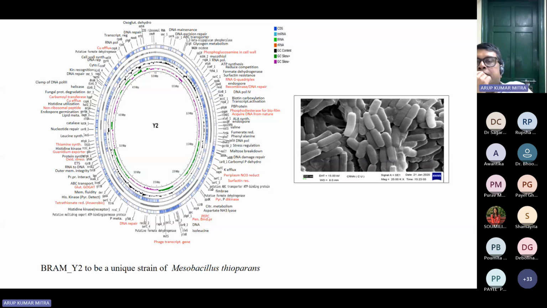Apart from that, we have seen certain unique recombinase gene, RecA, which actually was bringing about the normal recombination and also DNA repair or DNA damage repair. There are some unique ComK genes with which they can acquire or procure DNA from the nature, but yet they maintain their own rigidity.